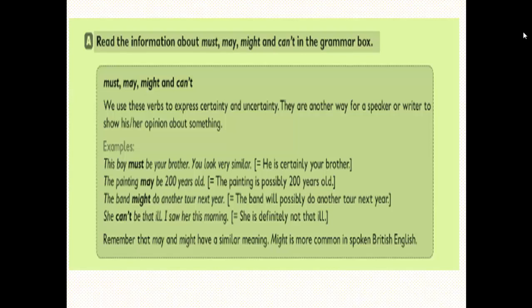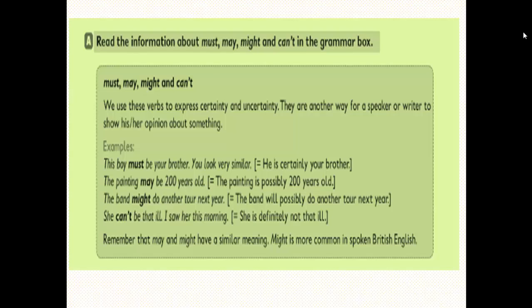So here we use these verbs to express certainty and uncertainty. They are another way for a speaker or a writer to show his or her opinion about something. Examples: this boy must be your brother. You look very similar. So here the speaker means he is certainly your brother. I'm sure that he is your brother. So here, the speaker uses must to express certainty.